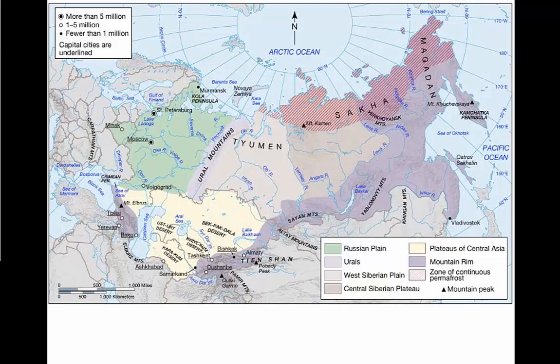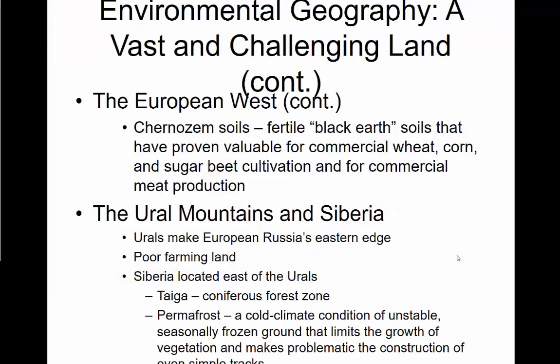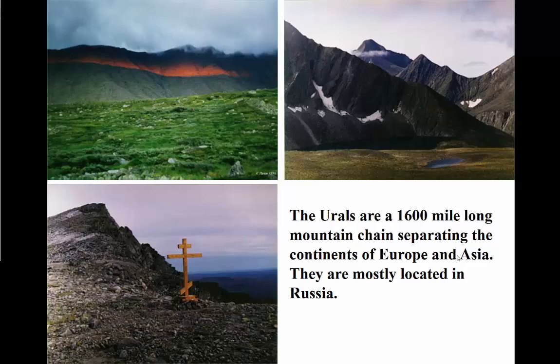And we can look at the distribution of population. So we've got St. Petersburg, we've got Russia, we don't have much to the east of the Ural Mountains. This talks about some of the environmental geography, some of the challenges just in terms of dealing with distance. So we have something called permafrost, cold climate, unstable, seasonally frozen ground that limits the growth of vegetation, and also the construction of roads and even tracks or whatnot. So these are the Ural Mountains, not necessarily the tallest, but serve as a long north-south boundary to separate Europe from Asia.